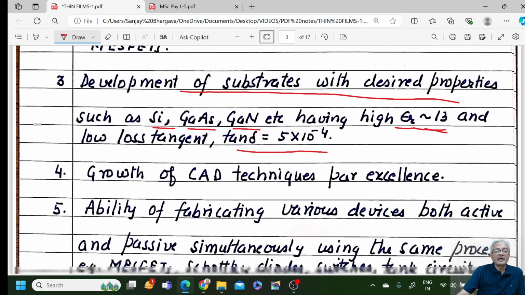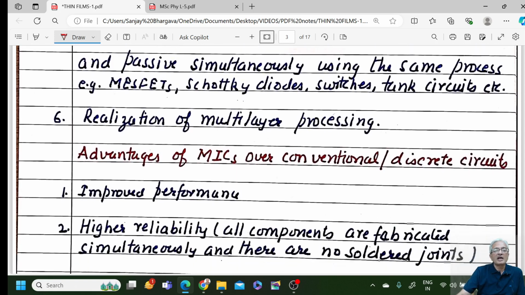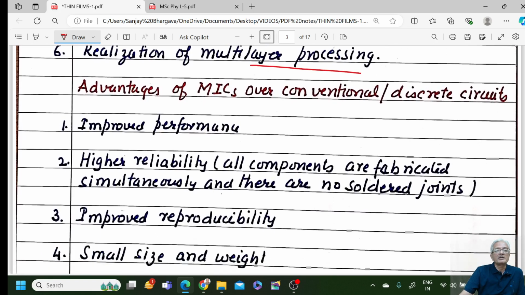Growth of CAD techniques par excellence. So we have computer aided design technologies which are very good now. The ability of fabricating various devices, both active and passive, simultaneously using the same process. Example, MOSFETs, Schottky diodes, switches, tank circuits, etc. So we have the same technology to just make all these things. Realization of multi-layer processing. So multi-layers can also be processed. These are the reasons which have led to the boost of MIC technology.